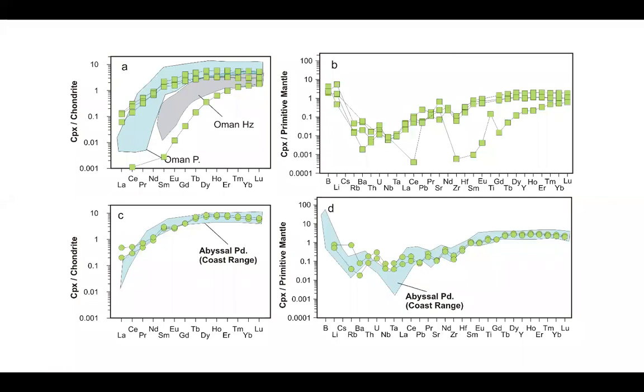Mantle harzburgites have depleted patterns from middle rare earth elements to lighter rare earth elements. Impregnated clinopyroxenes show more enriched middle rare earth element and light rare earth element patterns, which are similar to abyssal peridotite clinopyroxenes from normal mid-ocean ridge settings. Clinopyroxenes have rare earth element enrichments between 1 to 10 times compared to chondrite values. One sample is more depleted than the depleted clinopyroxene values of the Ulmann harzburgites.